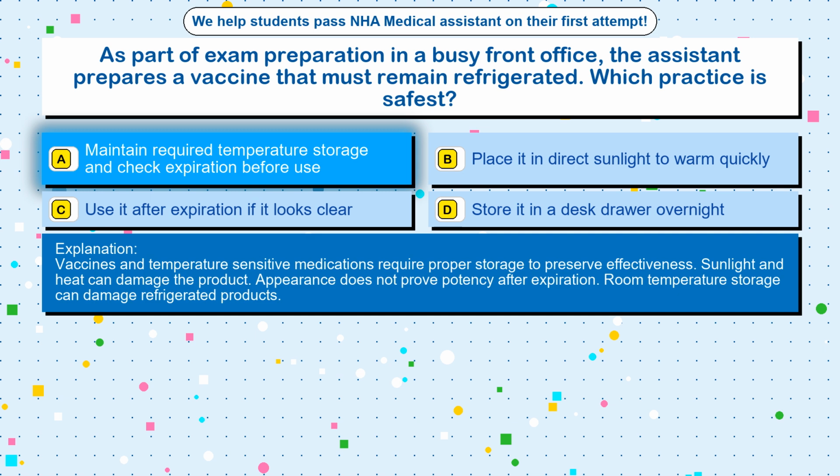Vaccines and temperature-sensitive medications require proper storage to preserve effectiveness. Sunlight and heat can damage the product. Appearance does not prove potency after expiration. Room temperature storage can damage refrigerated products.